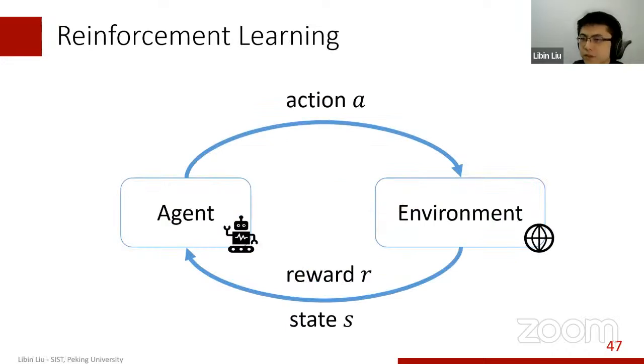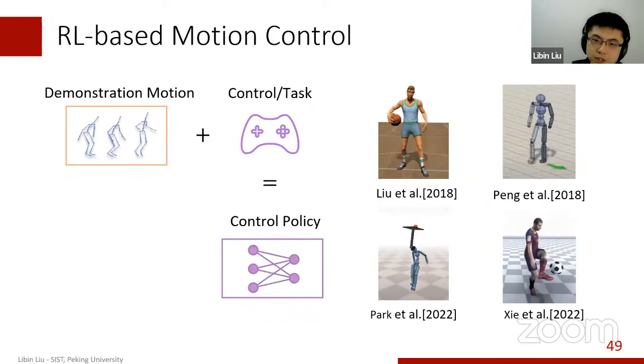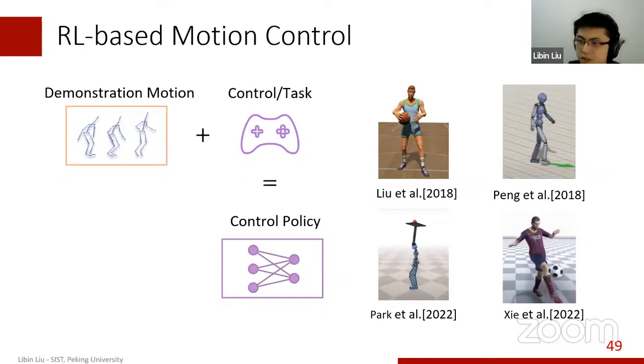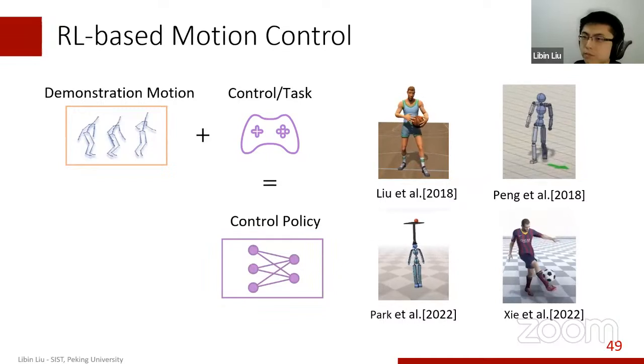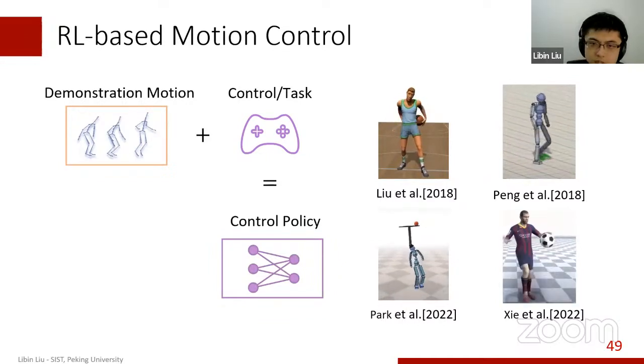Now in the past few years, we have seen very good progress in reinforcement learning, especially deep reinforcement learning. The idea is simple: we let the character interact with the environment and use the environment's feedback to update the policy that computes the torques or muscle forces. Using this method, we can actually achieve very good physics-based controllers by tracking reference motions. But there's one problem.